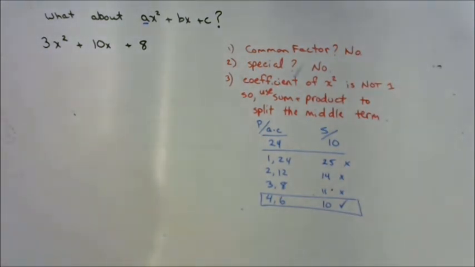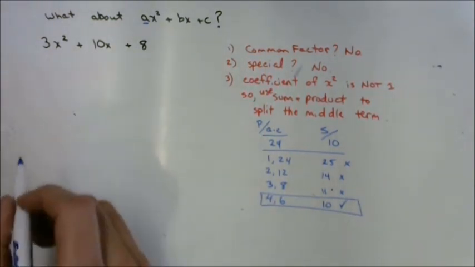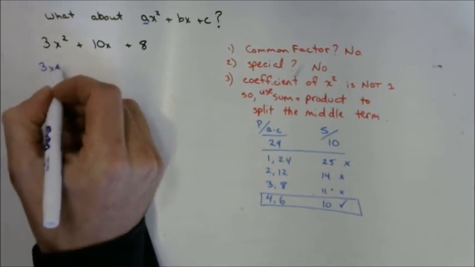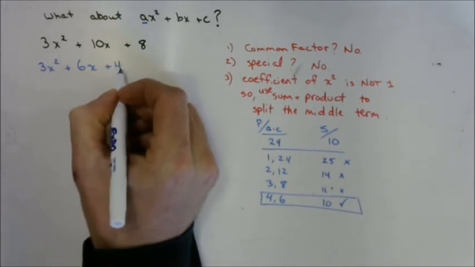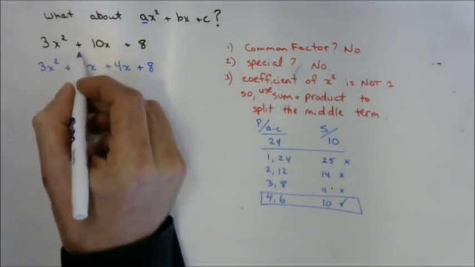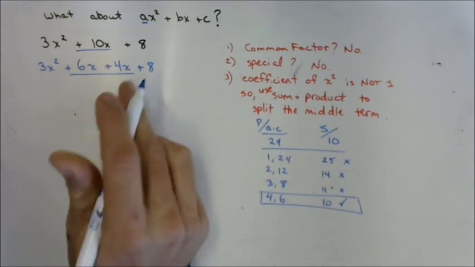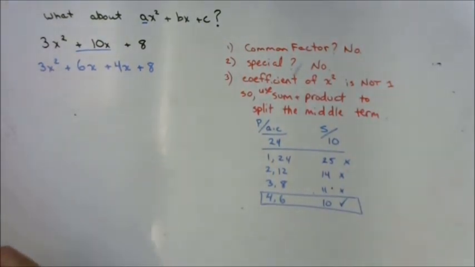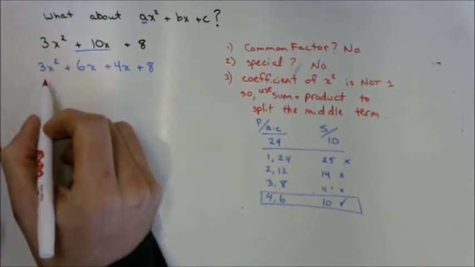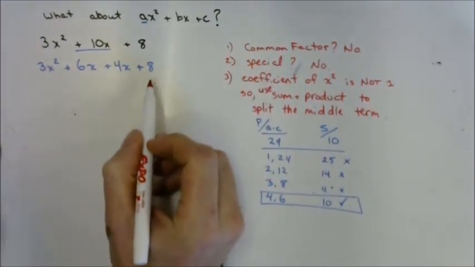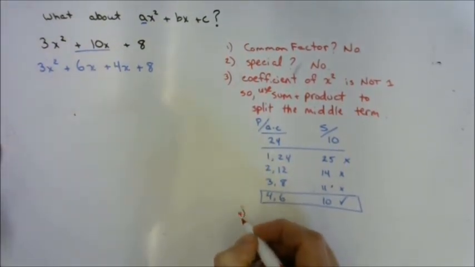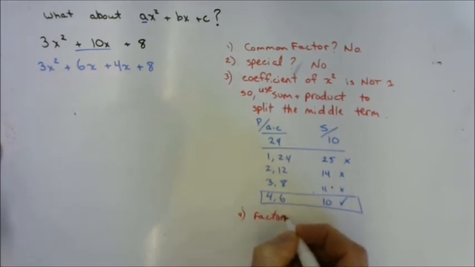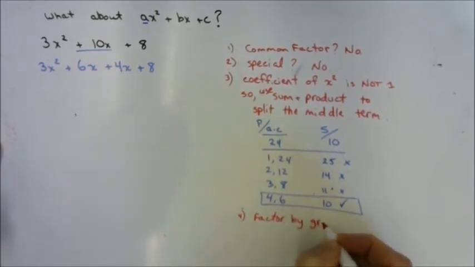Now, again, I don't just get to throw those into the product of two binomials. Instead, I get to rewrite my original expression, this time splitting the middle term. 10x, 10x, okay? This is now going to be called factoring by grouping. So what I'm going to do, I can't, again, find a common factor among all four terms. Nope, there's nothing special going on here, but now I can factor by grouping.